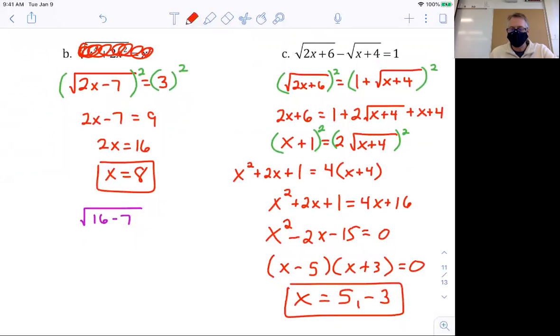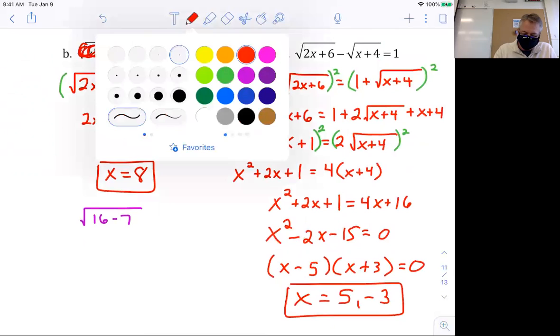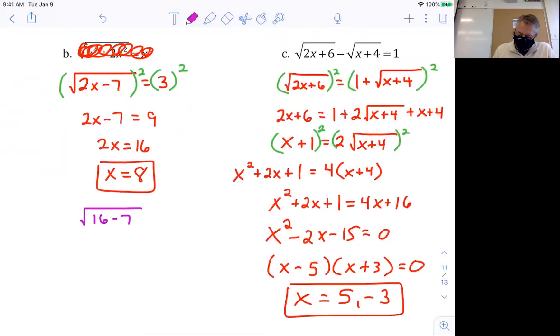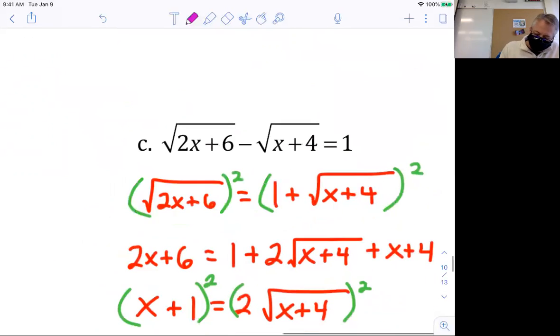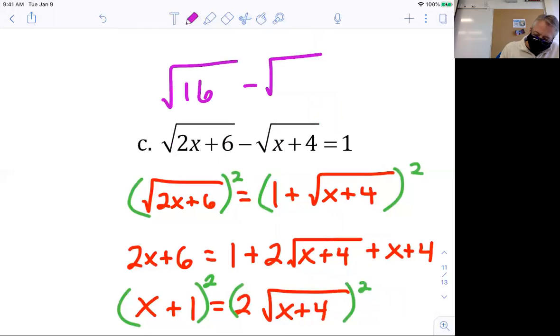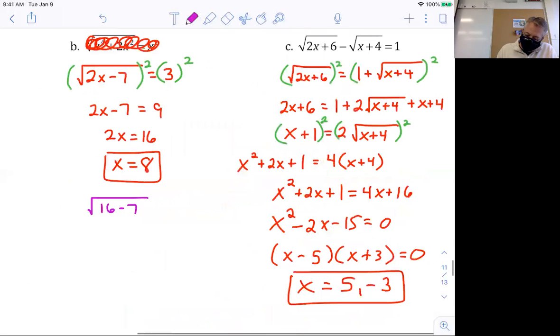Now, I really hope you're screaming at your computer screens right now saying, wait, we have to check our answers for extraneous solutions, because we always have to do that with radical equations. So let me take the 5 and plug the 5 in first. So I'm plugging 5 in for x, and I'll write it up here. That's going to be the square root of 2 times 5 plus 6 is the square root of 16 minus the square root of 9, because 5 plus 4. And so that's 4 minus 3 does equal 1. So it looks like 5 checks out. That's good.